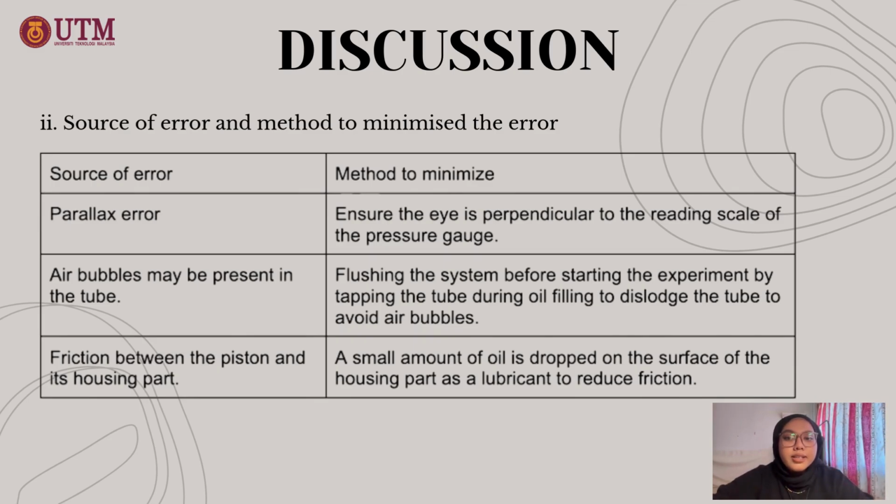The second one is that air bubbles may be present in the tube. To avoid them, flush the system before starting the experiment, tapping the tube during oil filling to dislodge the air bubbles. And the third one is the friction between the piston and its housing pipe. To minimize this error, add a small amount of oil drops on the surface of the housing pipe as a lubricant to reduce the friction.